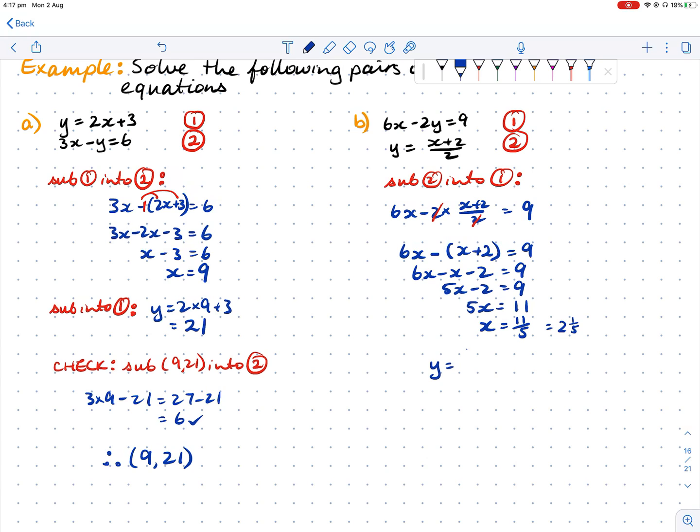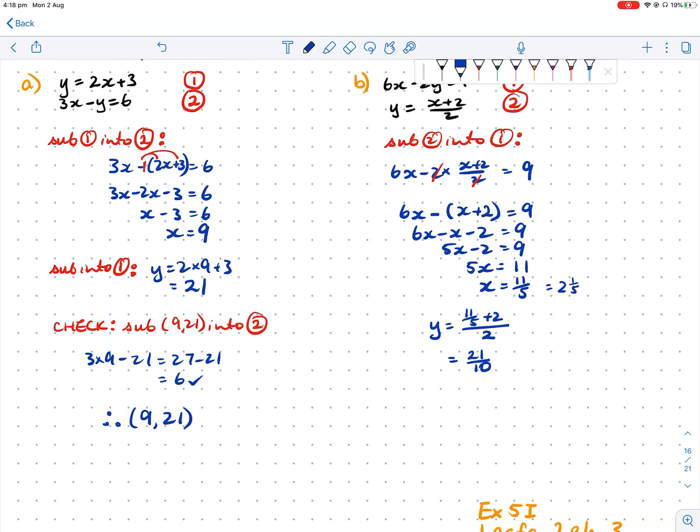Okay, so y equals, I'm going to have 11 over 5 plus 2, all over 2. So that's the calculation we're going to do. I think that's 21 over 10. So that would be the y value. Again, we can check this. A check doesn't have to be part of your solution, but it's always a good way of making sure that you are answering these correctly.